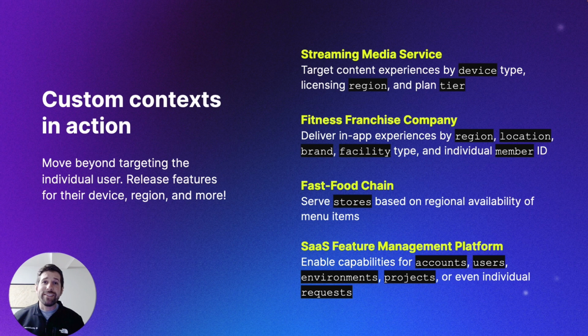To give you kind of an example of what this might look like, maybe I'm a streaming media service and I want to be able to serve different types of media based on the licensing region or the plan tier that they're a part of. Or maybe we're part of a fast food chain and we have specific regional availability for certain foods. So we want to make sure that we're not serving menu items on our website in regions where they're not available.